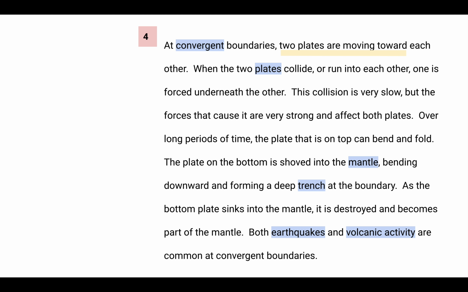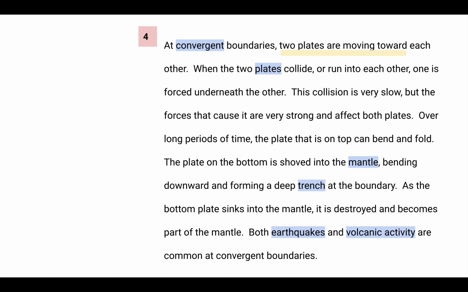All right, so if you will go ahead and turn to paragraph 4, it's on page 2, and I went ahead and highlighted the vocabulary words that we see in this paragraph. So you've got convergent, boundary, plates, mantle, trench, earthquakes and volcanic activity. Earthquakes we had a couple days ago, and this is the first time we're really talking about volcanic activity. So I'm going to show you some annotations. If you don't have them, I'd like you to go ahead and do that.